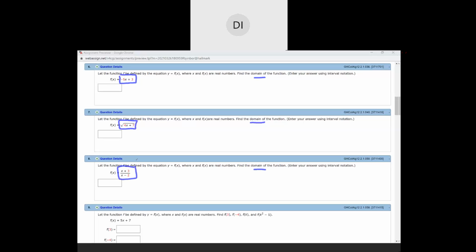So if you have a function given, and if there is no fraction, no square root, it means no restriction. So the first one has no restrictions, right? Correct. And the other two have restrictions. So if you have no restriction, then the domain is going to be negative infinity, infinity. So x can be anything from minus infinity to infinity.